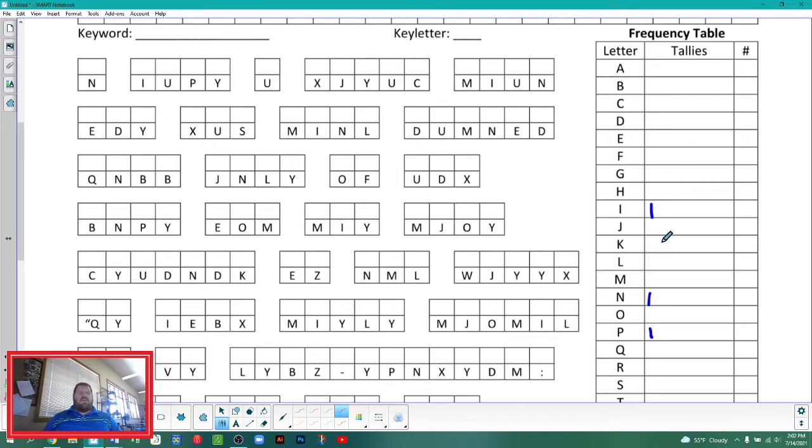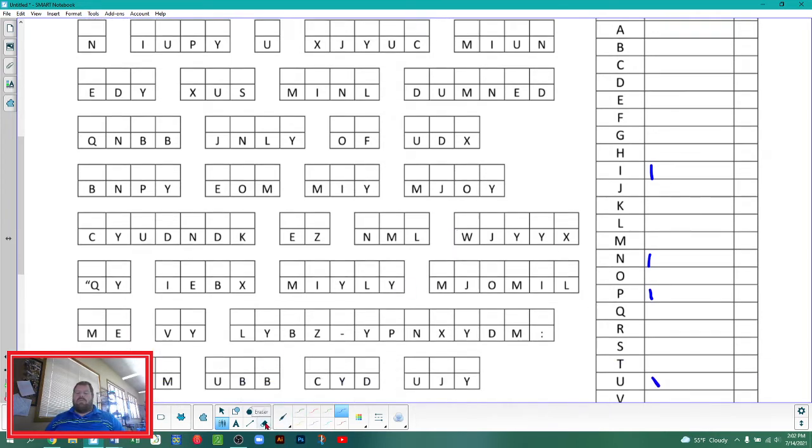I'm going to give you a hint here. There's 132 letters in this ciphertext, so whatever you get should add up to 132. But I'll let you determine how you want to do that. Go ahead and pause the video now and get that done for me.